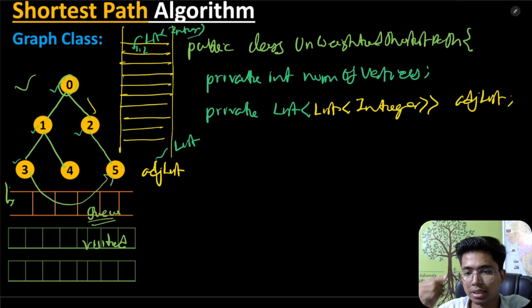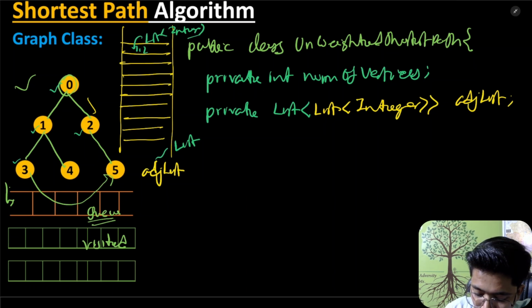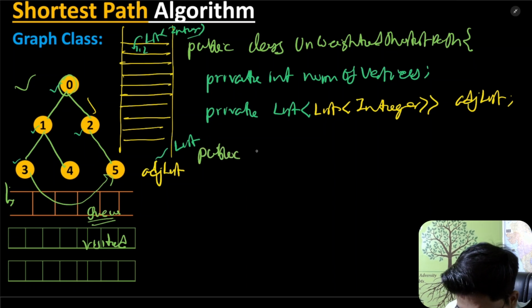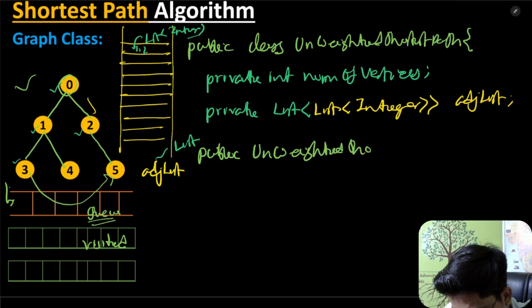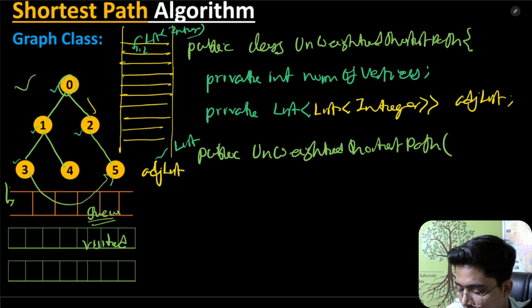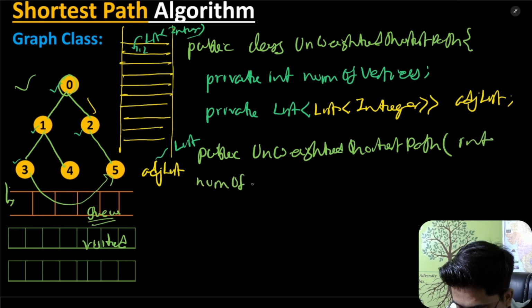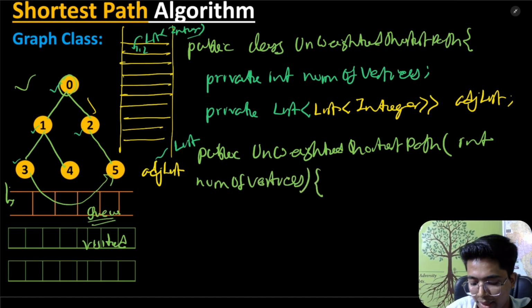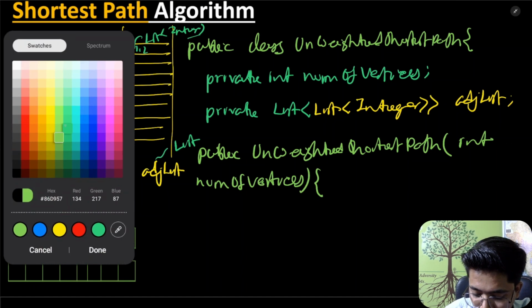So every time we declare those types of variables, we initialize them inside a constructor. So let's create a constructor, public UnweightedShortestPath, and now we'll be passing the integer number of vertices. So now the number of vertices has been passed, and now we'll be initializing those number of vertices.